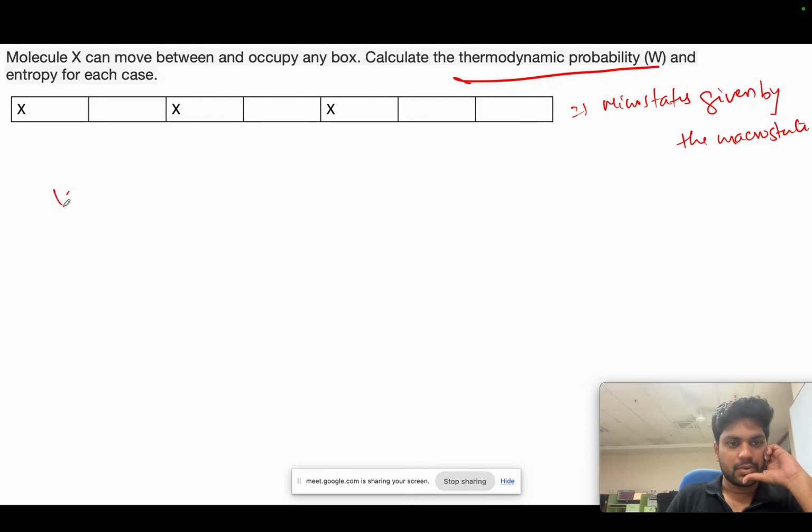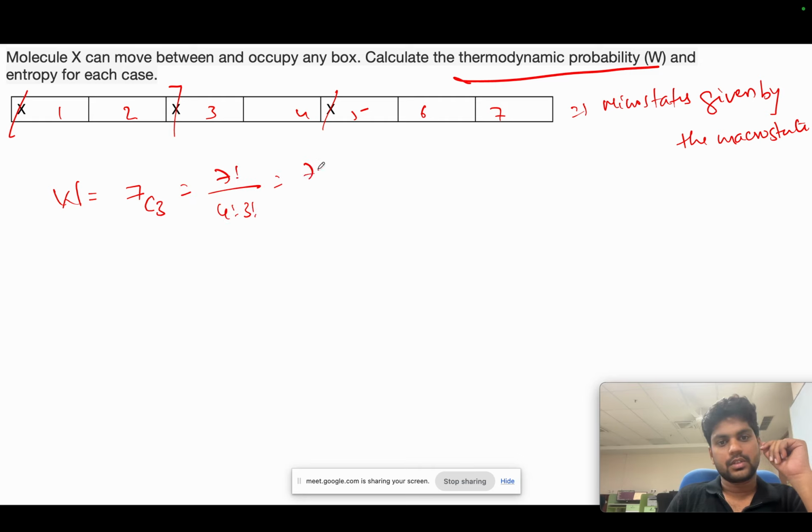So first we will calculate the thermodynamic probability. So there are total how many states? First state, second, third, fourth, fifth, sixth, 7 states. How many molecules are there? 1, 2, 3. So 7 factorial by 4 factorial into 3 factorial. 7 into 5 into 6 by.